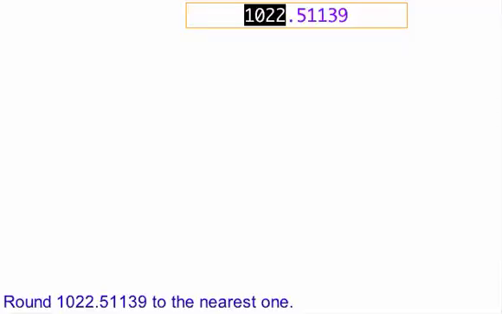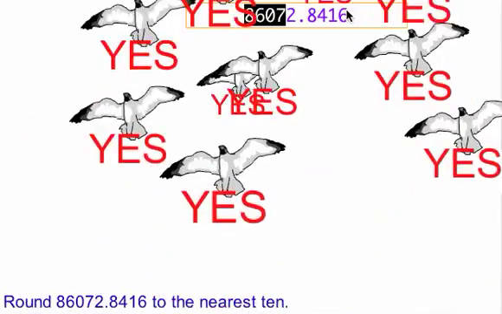Round 1,022 and 51,139 hundred thousandths to the nearest 1. So this is the 1. The place before it, the tenths, is a 5 or higher. Since it's a 5, it tells us to round this up to a 3. Everything else after becomes a 0. But since we have the decimal place, we don't write it. So 1,023, and that's it.